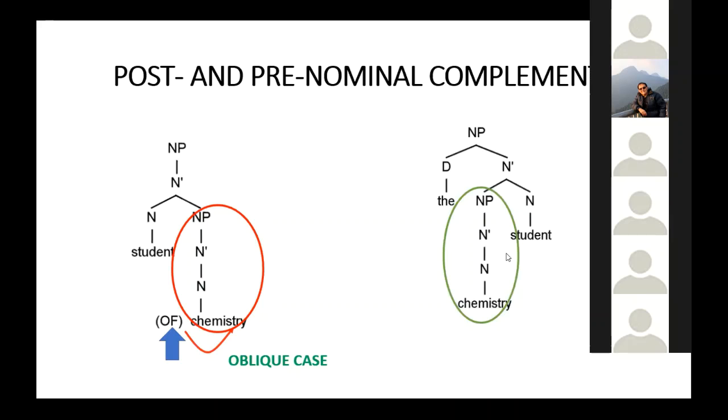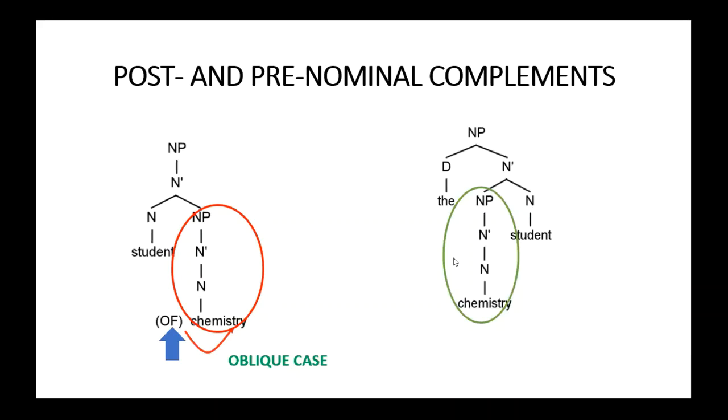Remember, subjects get nominative case. We haven't talked about subjects. We do not have subjects in our sentences yet. Okay, so notice that it cannot get nominative because this is not a subject. This is not a sentence. You need to have a sentence in order to have a subject. So this is definitely not nominative. And it cannot get oblique case because we don't have "of". And nouns do not assign case. So in this case, notice that chemistry does not have case.